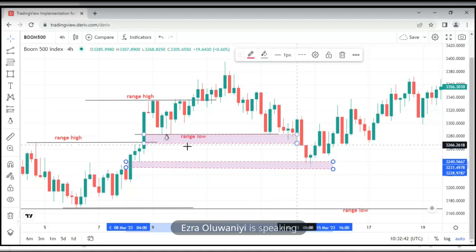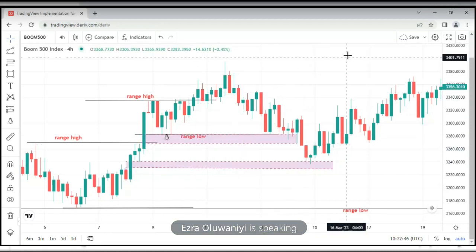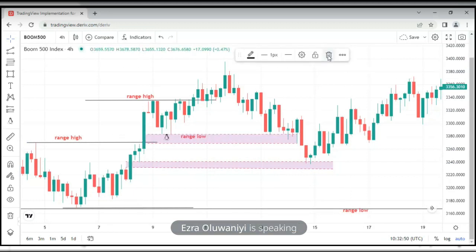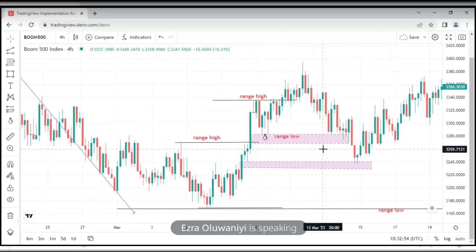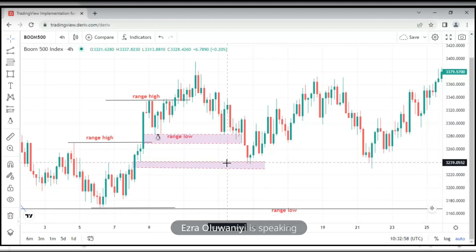So this is not a valid low for me anymore. So my range low is still below here, around here. So now we were anticipating that price will come to this imbalance.